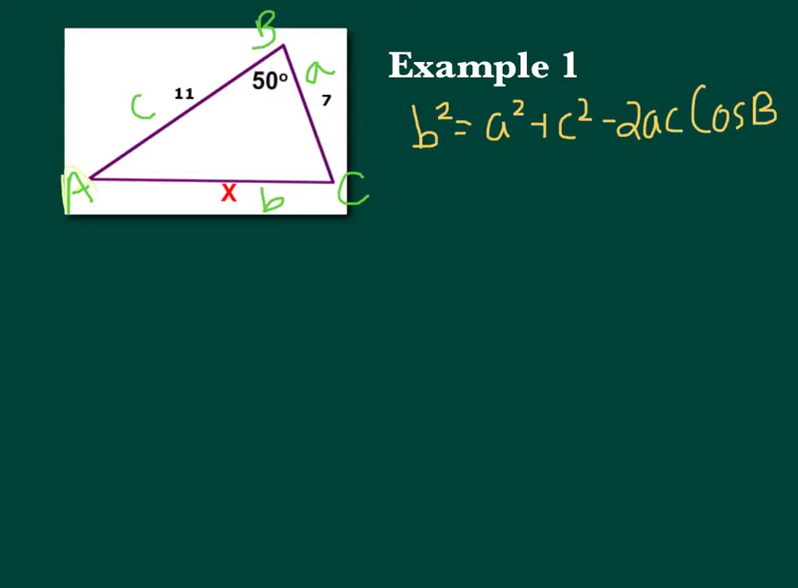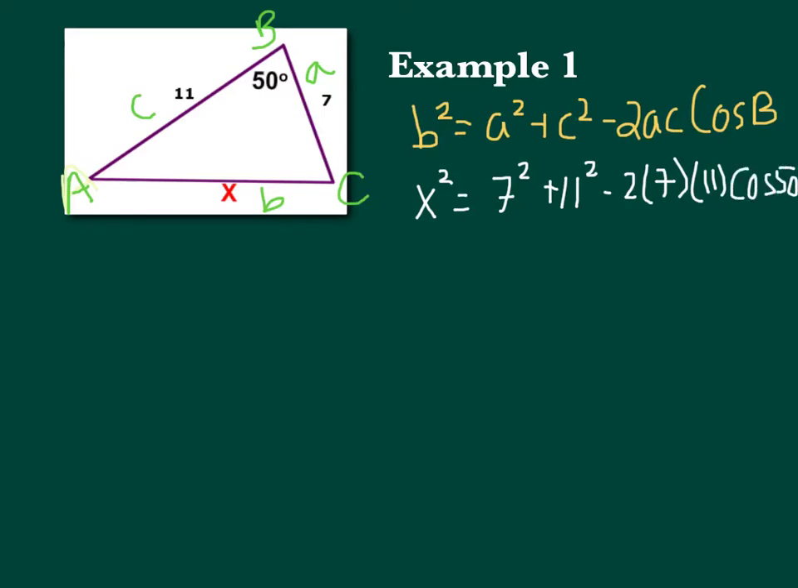So now I'll just replace my variables. So I know b is actually x, so I have x squared. Little a is 7, so 7 squared. Little c is 11, so plus 11 squared. Minus 2 times 7 times 11. I'm running out of space, but times the cosine of 50.